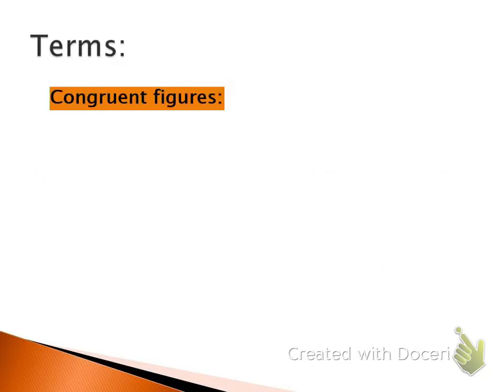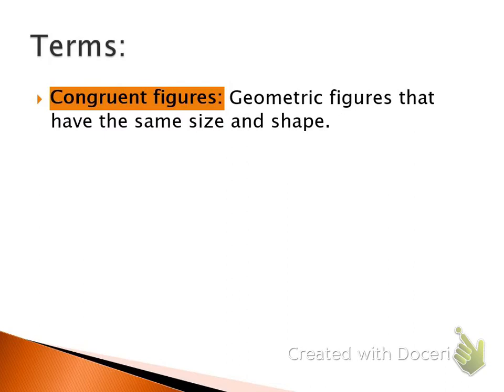The first thing we're going to do is fill in the blank. It says congruent figures, which is at the top of 5.3. Congruent figures are geometric figures that have the same shape and size, on the top of your paper.